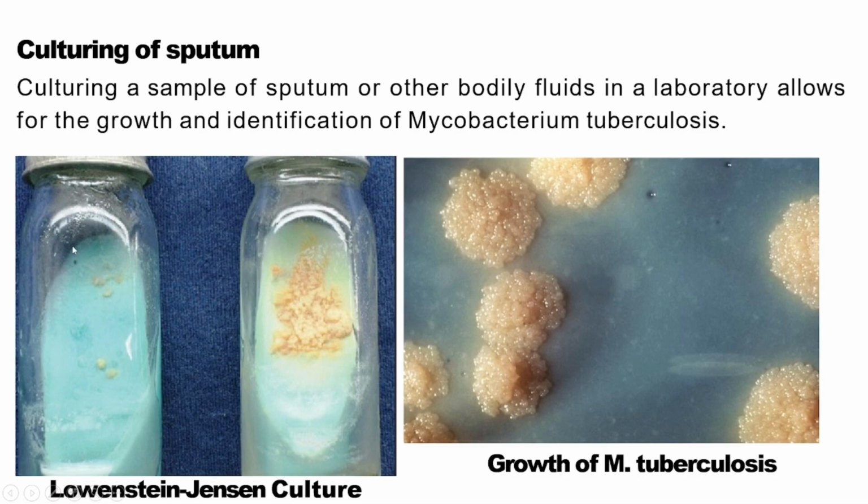And after the colonies appear in the culture media, we are going to examine these colonies. After incubation, trained laboratory scientists examine the culture for the presence of characteristic colonies of Mycobacterium tuberculosis. The colonies have a rough, dry, and buff colored appearance, as you can see in this figure. This is how the colonies of the Mycobacterium tuberculosis look like. So these are the steps of the culturing of sputum.